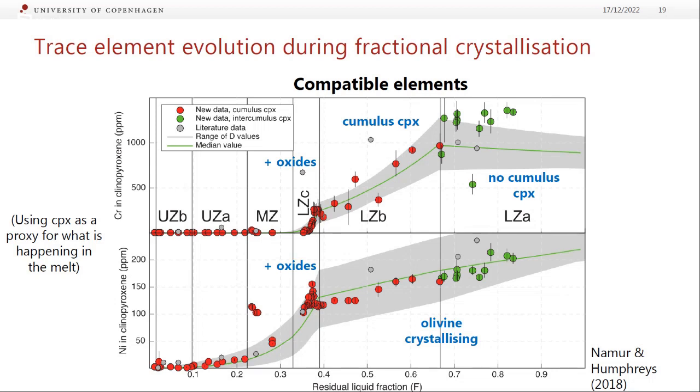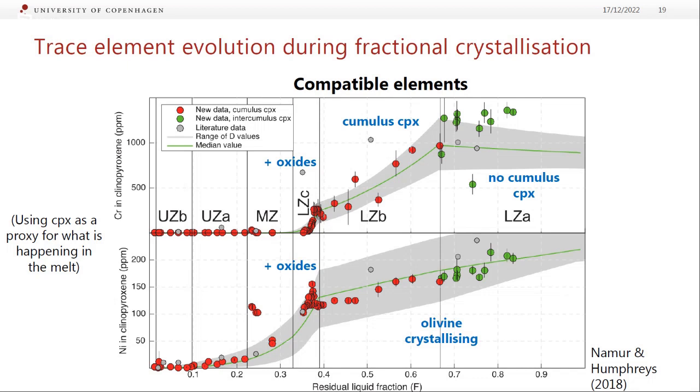As soon as we start to get cumulus clinopyroxene, we're now removing clinopyroxene from the overall magma chamber, and clinopyroxene has more chromium than the magma. So the chromium concentrations start to fall. You can see on the bottom here, this is plotted against the residual liquid fraction, the amount of melt left in the magma chamber. When we start to crystallize oxides, as part of our gabbro assemblage, the chromium really plummets, and that's because chromium is very, very compatible in iron oxides like magnetite.